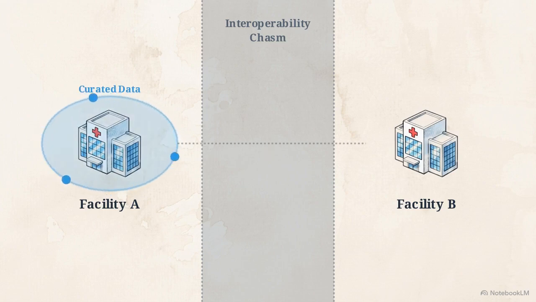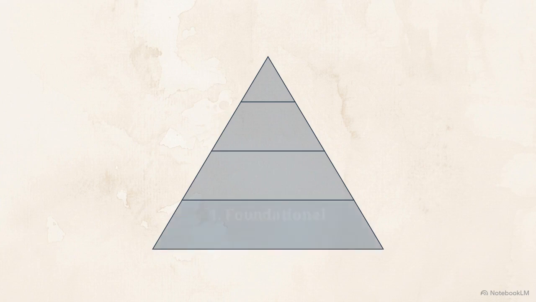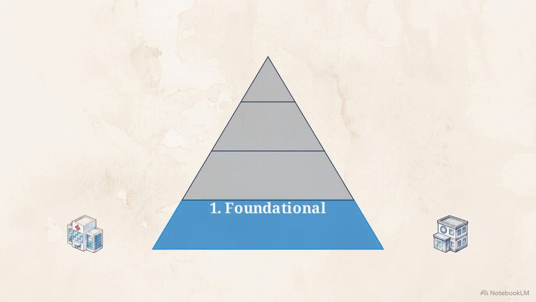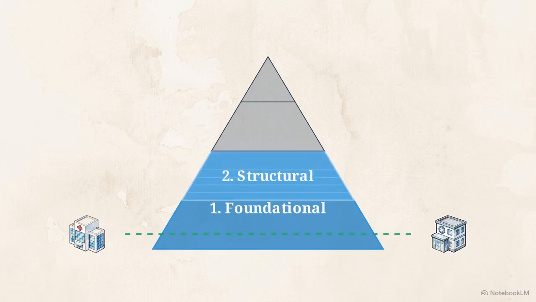However, transferring that curated data to a different hospital system requires clearing several technical hurdles. Systems rely on interoperability to move data outward. The industry breaks this process down into 4 strictly defined levels. Level 1 is foundational, establishing the basic interconnectivity to securely send and receive data. Level 2 is structural, defining the specific format and syntax required for data exchange.